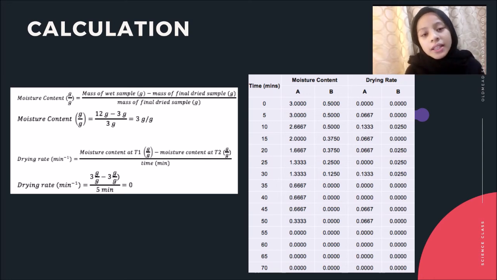Once we have the moisture content values tabulated, we can calculate the drying rate, which is also very simple. We just subtract the moisture content at the next time interval from the moisture content at the very first interval, and divide it by the time duration. You can simply repeat the same calculation for the next time interval. The results will be tabulated in the video, and will be further discussed by another group member.